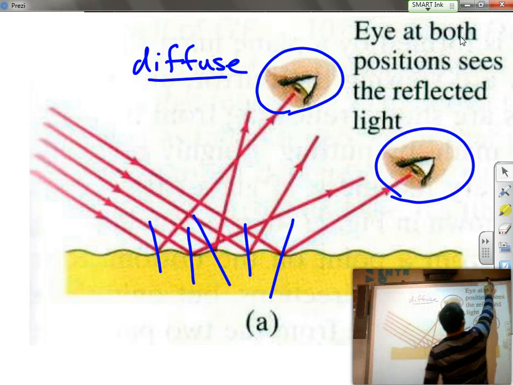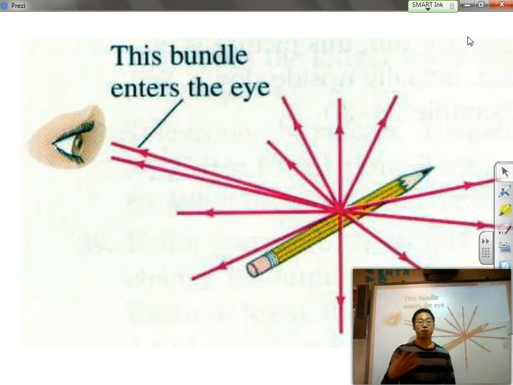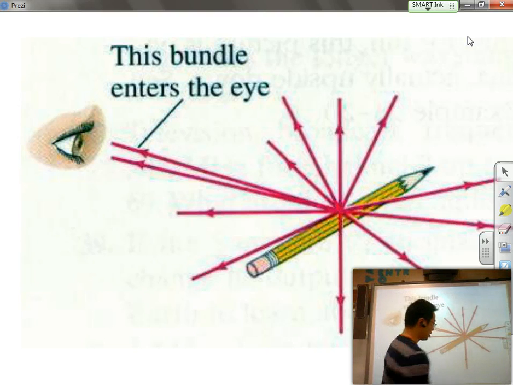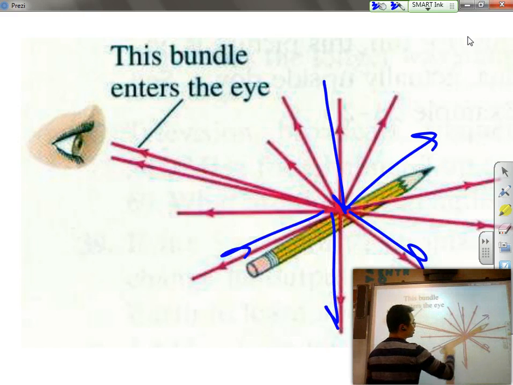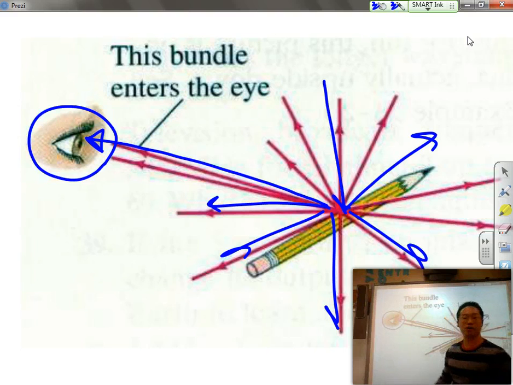So as an example, if you take a look at the right side, you have the pencil. Light strikes the pencil, and when light strikes the pencil, it reflects in every direction. Some of it will just happen to go into your eye over here, meaning that you are able to see the pencil as well.